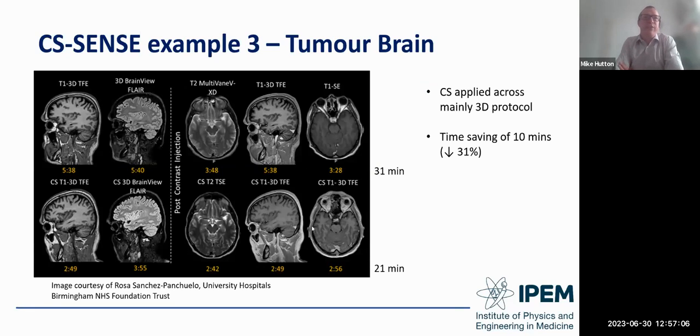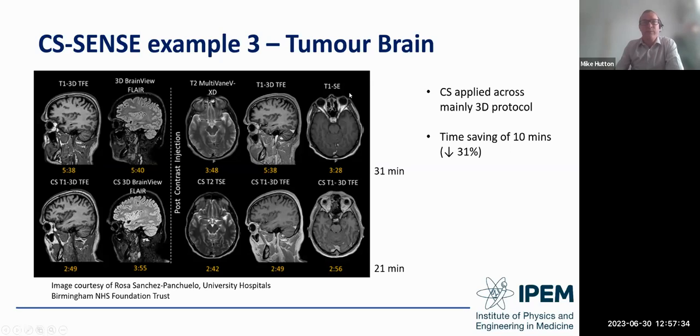Next example, again with CS Sense in a Tumour Brain protocol. This example was provided by Rosa from University Hospitals, Birmingham. This is on a Philips Ingenia system, so CS applied mainly across 3D acquisitions. The top row is the original sequences, the bottom row are the optimized ones, and you can see a pretty impressive time saving across this protocol of about 31%.